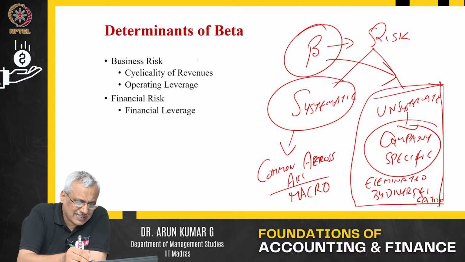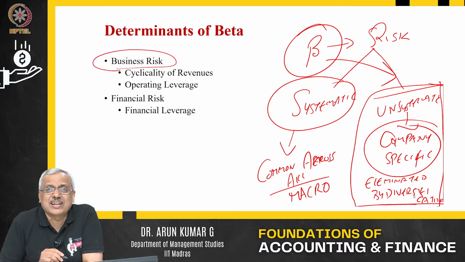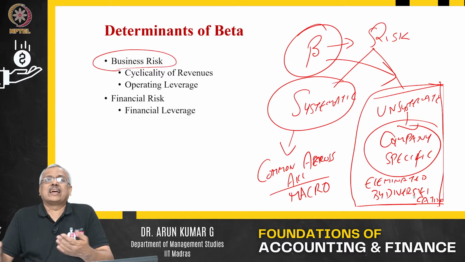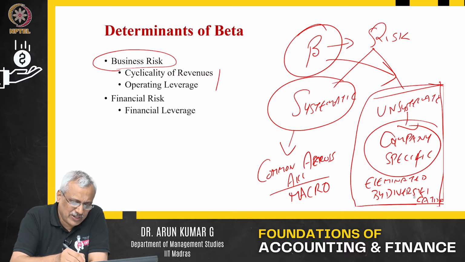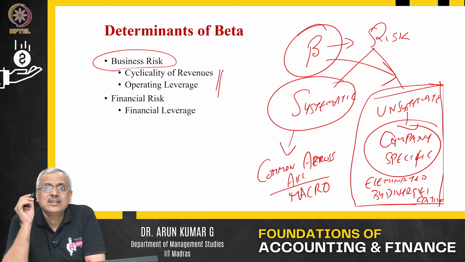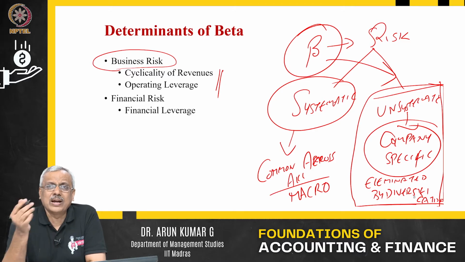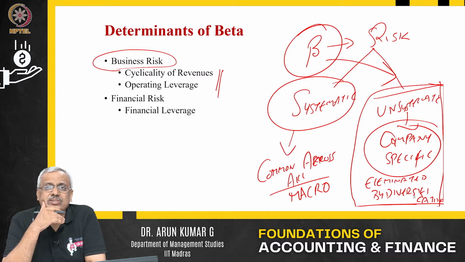It is also always impacted by what we call business risk. That is where we diversify and take care of it. Business risk includes the cyclicity of revenues and the operating leverage. What is operating leverage? We will come to that in a couple of minutes from now, along with the cyclicity of revenues. For example, the revenue might be in a cycle. Look at your steel industry, look at cement. Normally these have a lot of cyclicity in their operations and revenues.